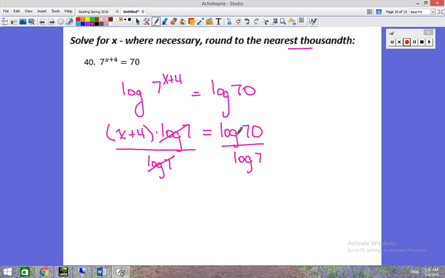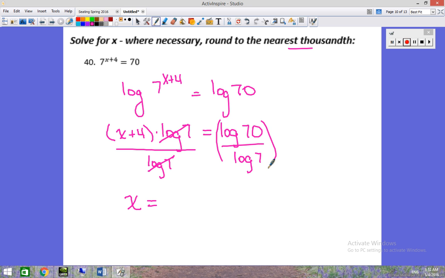Now remember, this does not mean log times 70 or log times 7. I can't simplify the 70 over 7. You just can't. It's not multiplication. It's a function. To get the x by itself, we'll subtract 4 from each side. So the 4 minus 4 is 0, giving me just x on the left-hand side.